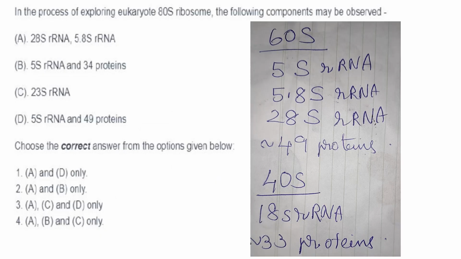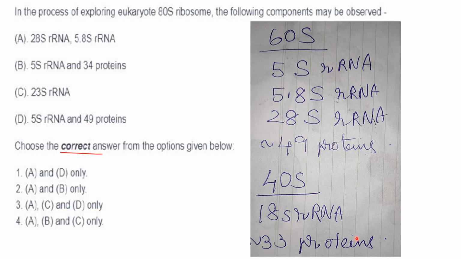Then next one. In the process of exploring eukaryotic ATS ribosome, the following components may be observed. Choose the correct answer from the options given below. So in the eukaryotic ribosome there are two subunits, that is 60S and 40S. The 60S subunit has 5S rRNA, 5.8S rRNA, 28S rRNA and approximately 49 proteins. Whereas the 40S subunit has 18S rRNA and approximately 33 to 34 proteins.